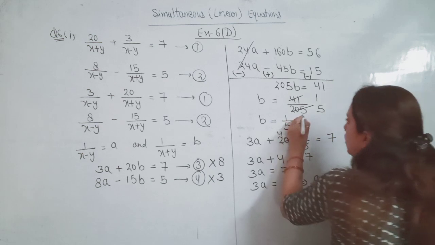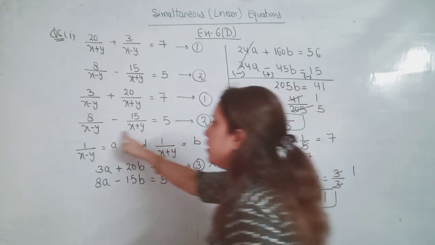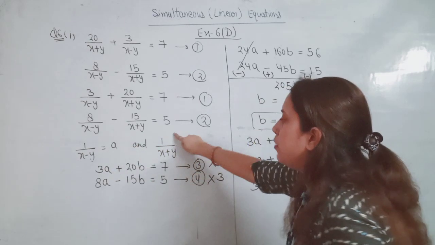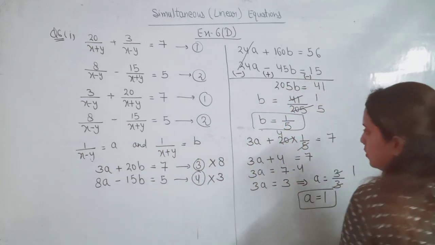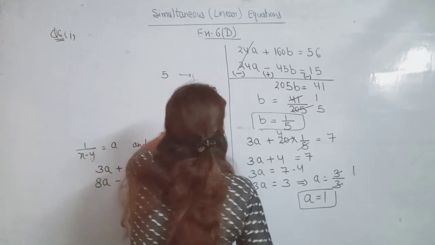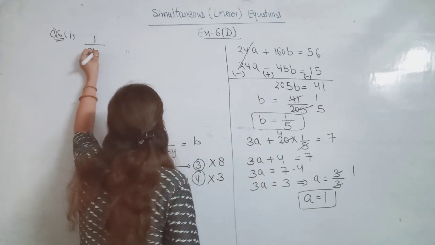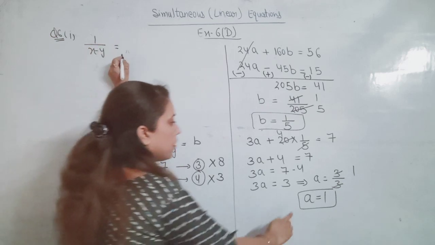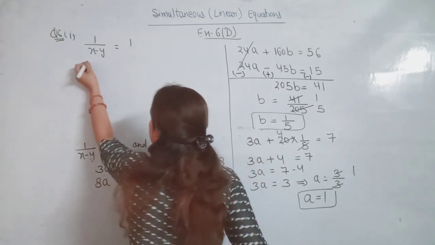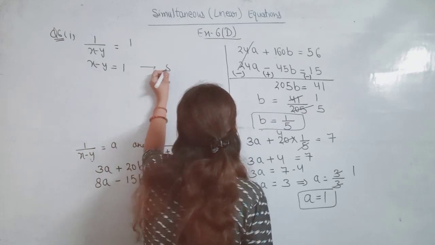After getting the values of a and b, again we will put them back: 1 upon x minus y is equal to a and 1 upon x plus y is equal to b. So 1 upon x minus y is equal to a, and the value of a is 1. Doing the cross multiplication, x minus y is equal to 1. Let this be equation 5.